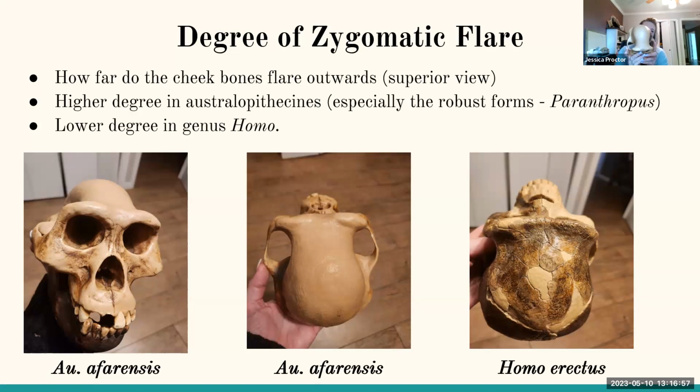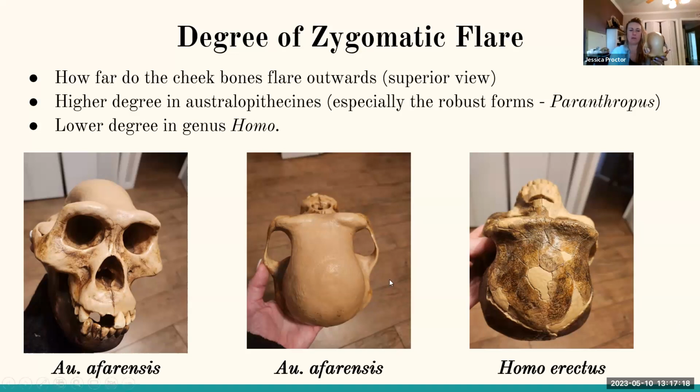So the best way to look at it, in my opinion, is from the superior view. I mean, obviously you can look at it from the front, but in my opinion, the best way to identify it is from the superior view, or a view from above. You can see right now with this Australopithecine, afarensis, that those zygomatic bones have an extreme degree, or a high degree, of flare.